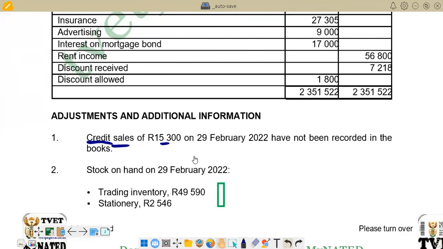So it means the closing inventory is supposed to be adjusted again, because these are figures that went out of the business, so they reduce the closing figure balance. And when they reduce the closing figure balance, it's going to affect our cost of sales. Remember, when you're calculating cost of sales, this is our cost of sales.